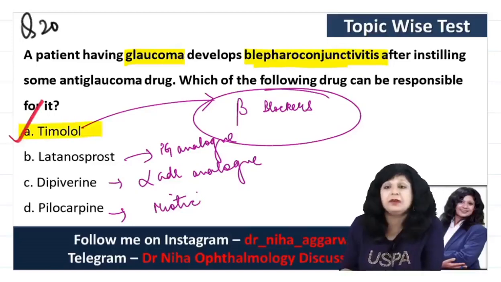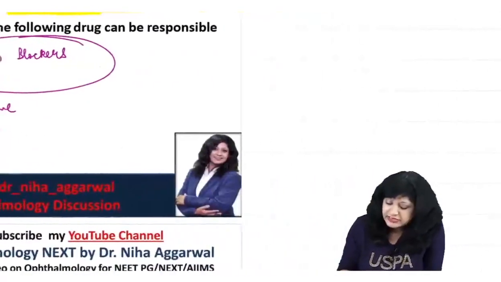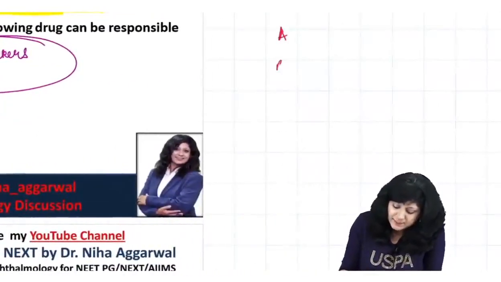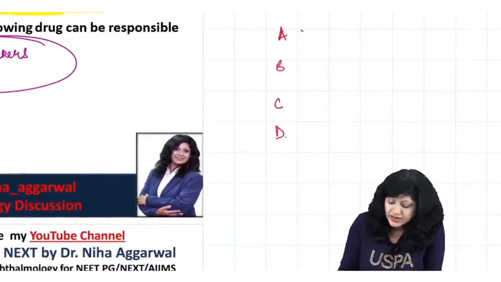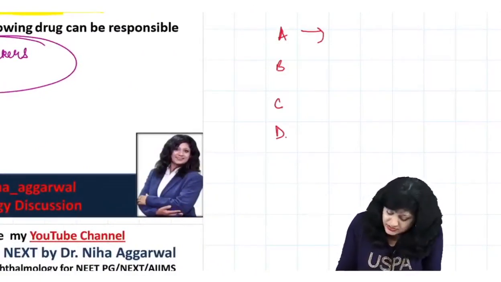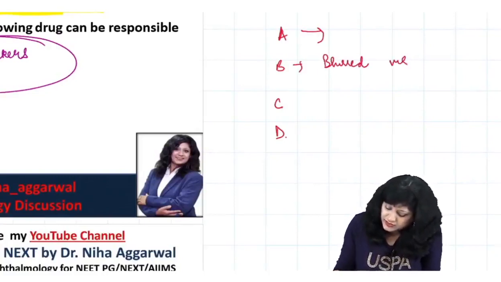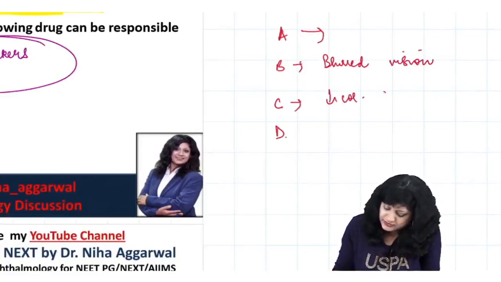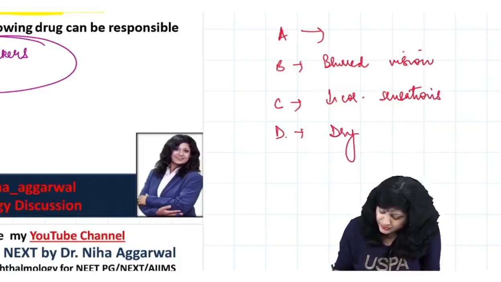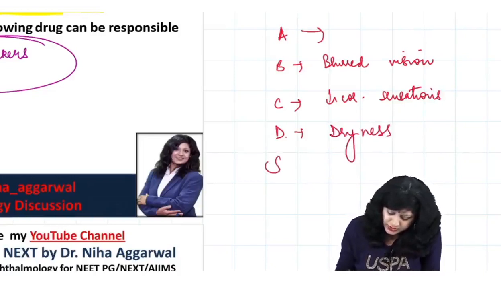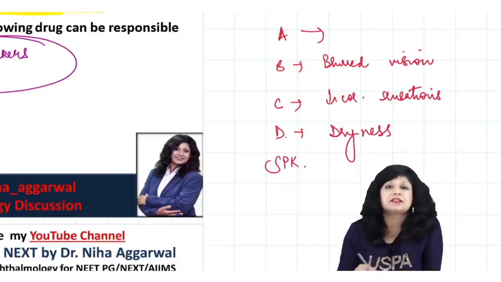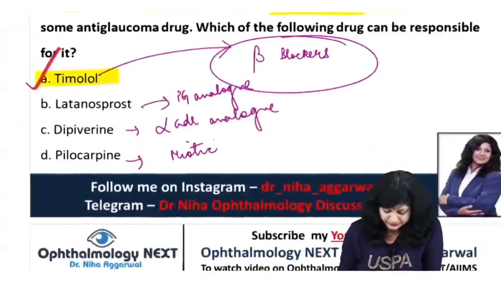Moreover, if you remember, I told you to learn these side effects with A, B, C, D. A for allergic blepharoconjunctivitis, B for blurred vision. We can get the blurred vision. C for decreased corneal sensations. We can have decreased corneal sensations. And D for the dryness we can get. And also there was SPK, superficial punctate keratitis, also can be there.